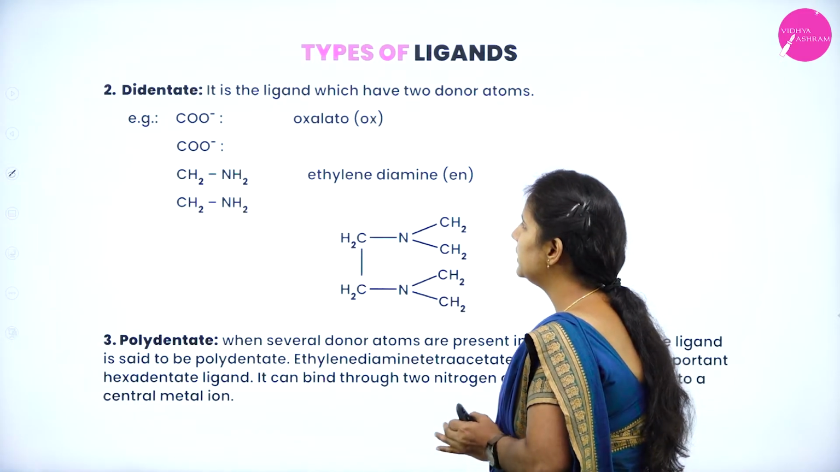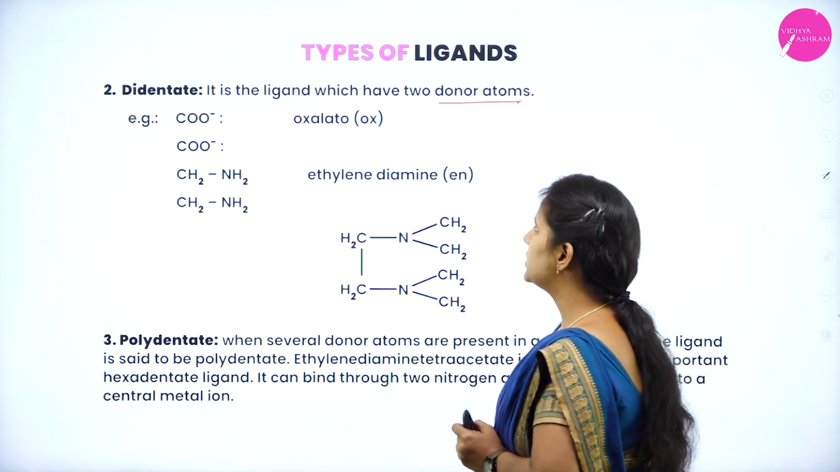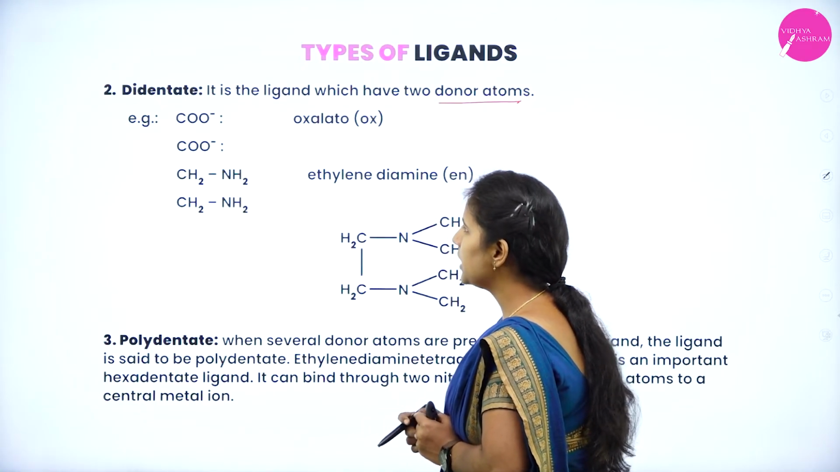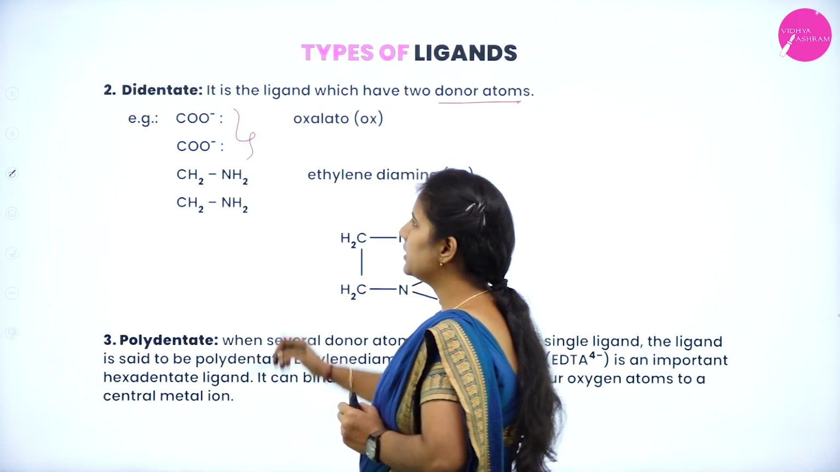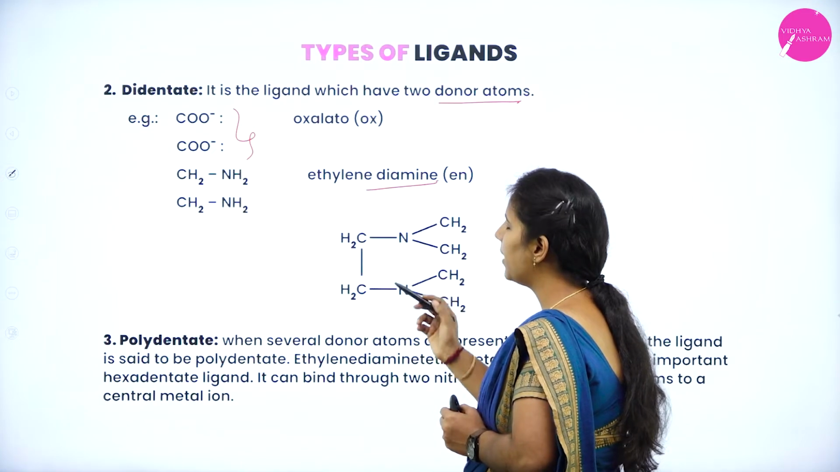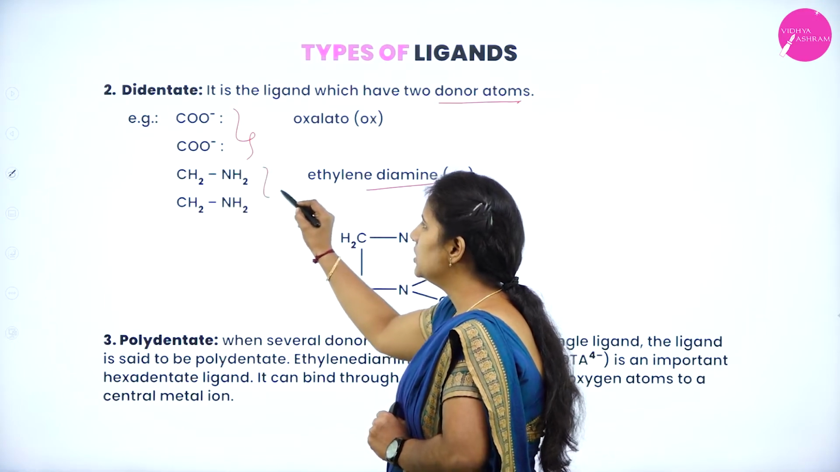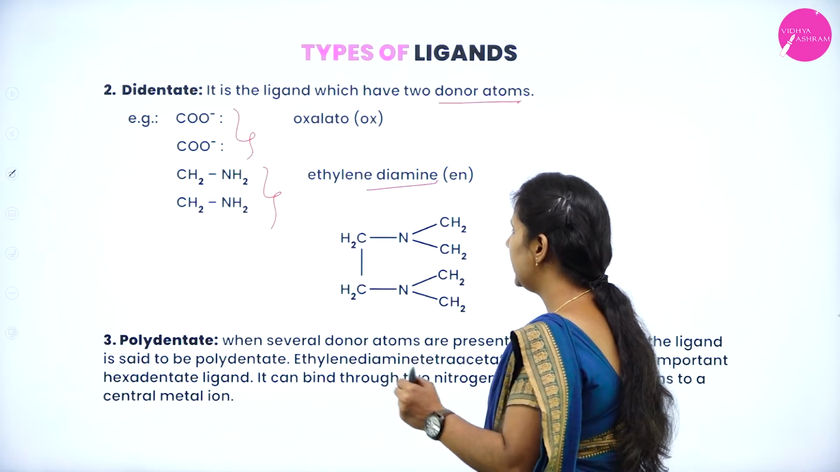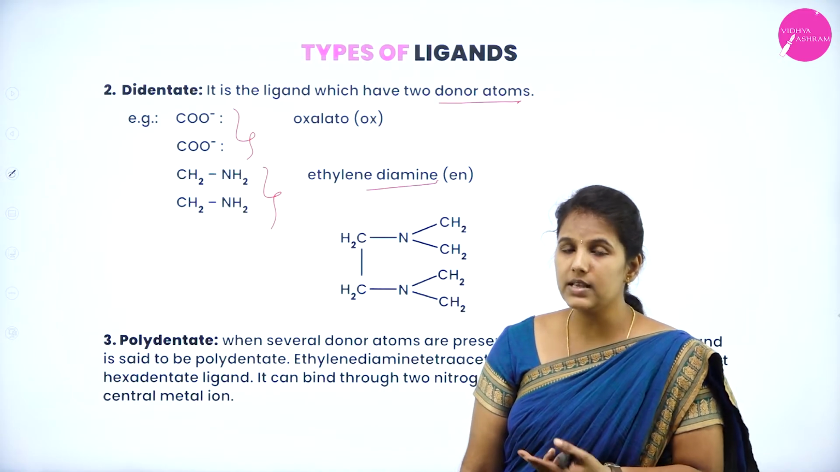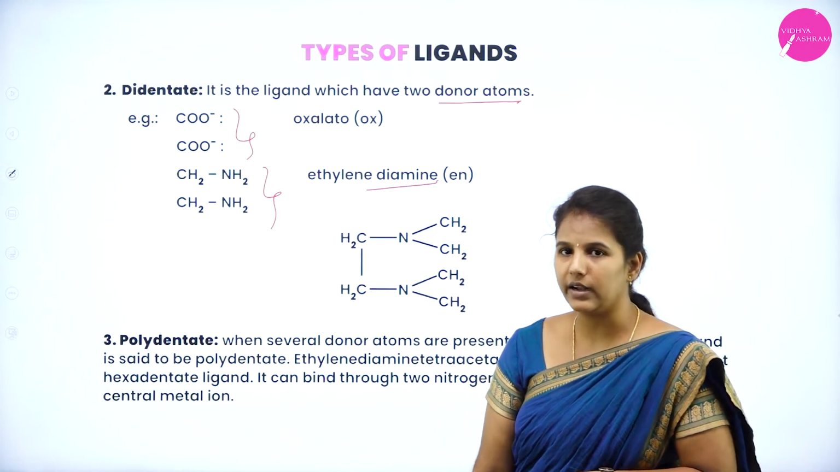Bidentate ligands are ligands which have 2 donor atoms. An example is oxalato. Here you can see COO minus and COO minus. In these two, you can see that there are 2 donor atoms. Similarly, in the case of ethylenediamine, you can see CH2NH2 and CH2NH2, so there are 2 donor atoms. This indicates that in a bidentate ligand, there are always 2 donor atoms which form bonds with the central metal atom.